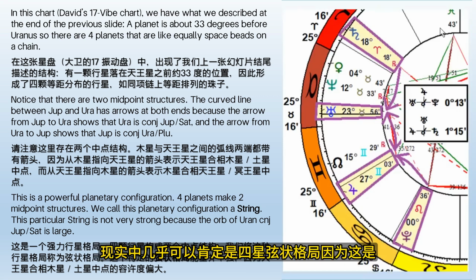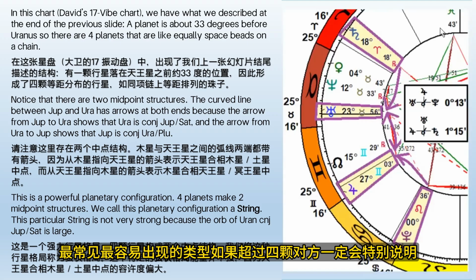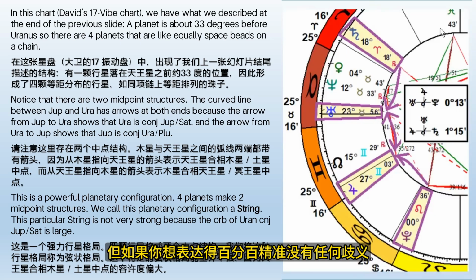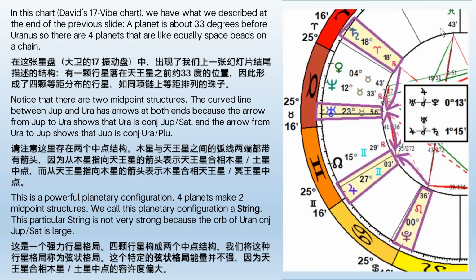Realistically, practically speaking, it's almost certainly a 4-planet string, because that's the most common and the one that shows up. And if there's more than 4, you'd want to be very, very clear about it. But if you want to communicate completely unambiguously, so there's no doubt, then say how many planets there are. Call it a 4-planet string.